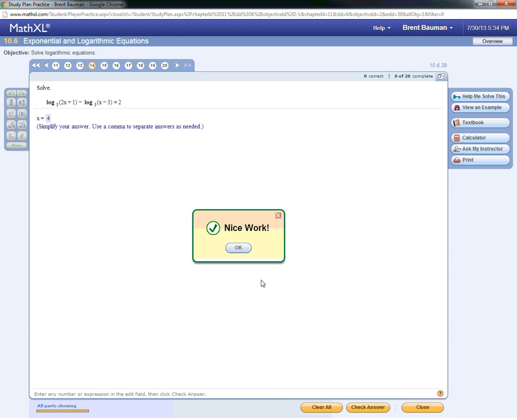Nice work. Okay, so that was solving an equation where we have logarithms in it. I hope it was helpful.